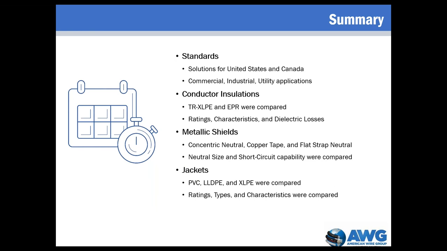In summary, in this very brief presentation, we reviewed the many different medium voltage cable standards available which define cable constructions for commercial, industrial, and utility applications in the United States and Canada. The two key insulation systems were compared, providing reasons to choose one over the other, depending on the installation conditions and system requirements. The three more common metallic shields were compared, and again, reasons for selecting each provided. The three most common medium voltage cable jacket materials were compared, focusing on reasons to select each, depending on the application environment. So why does XLPE jacket give a cable MV 105 rating, while LLDPE gives MV 90?